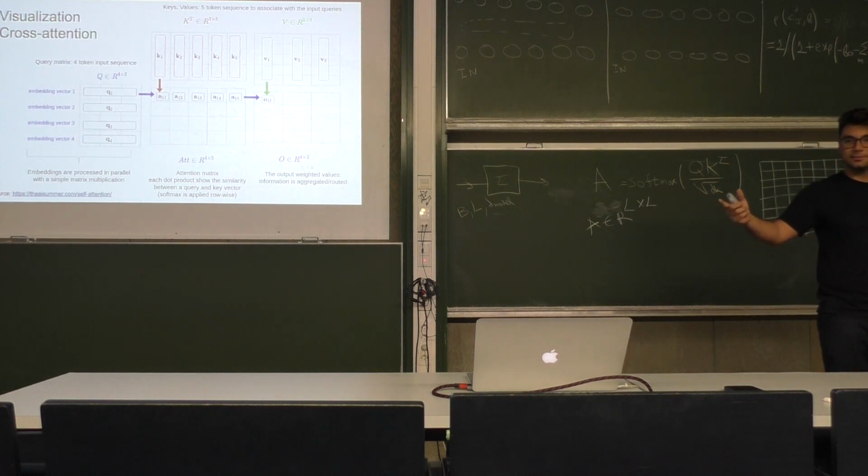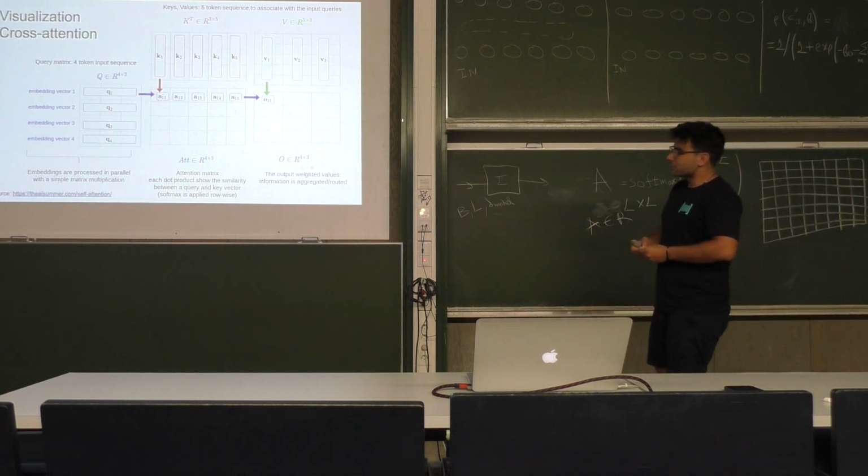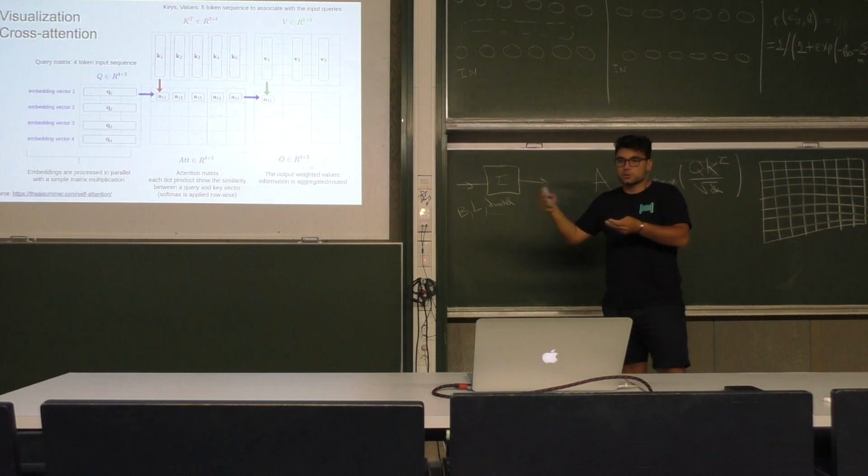Can anybody guess? 100, perfect. Because each layer gives us 10, and we have 10 layers, so 10 by 10, 100.